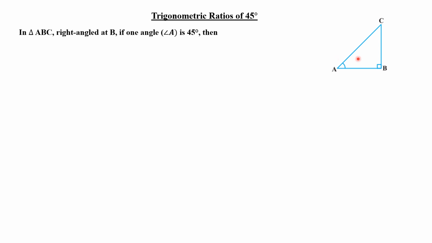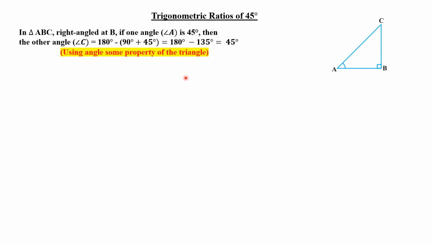And we already know one of the properties of a triangle is that the sum of the three angles is always 180 degree. So using that property I can find the value of angle C. Isn't it? So angle C will be 180 degree minus the sum of 90 degree and 45 degree. And if I calculate it, I will get the measure of angle C as 45 degree. And I have used the angle sum property of the triangle. So from here I can write angle A is equal to angle C, isn't it?